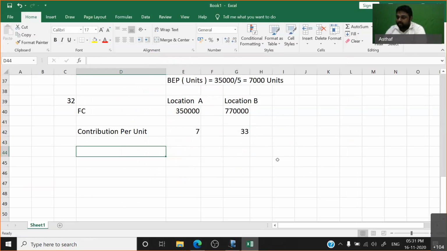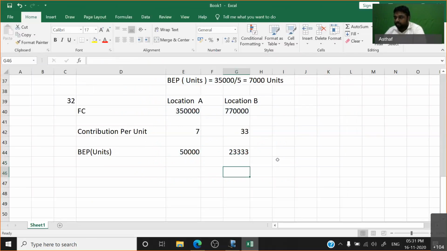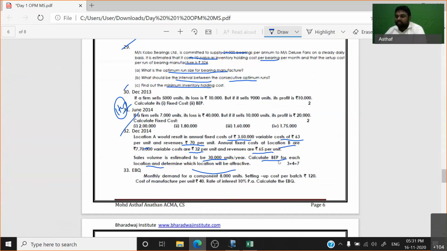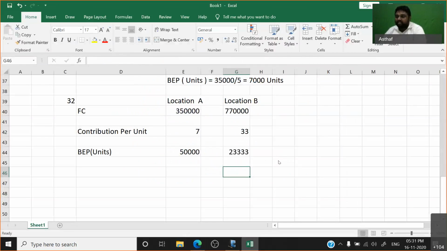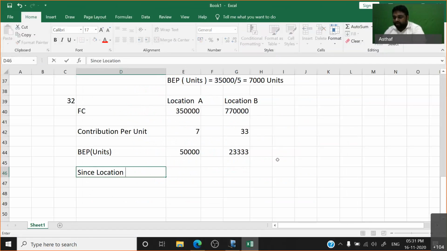They were asking what is the break-even point? Here 50,000. Now they were asking if sales volume is 30,000, which location is more attractive. Since location B's break-even point is below 30,000 units. Look here, it is only 23.